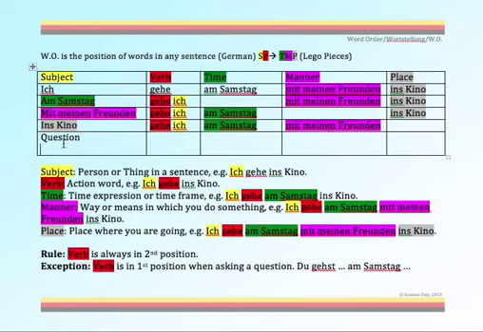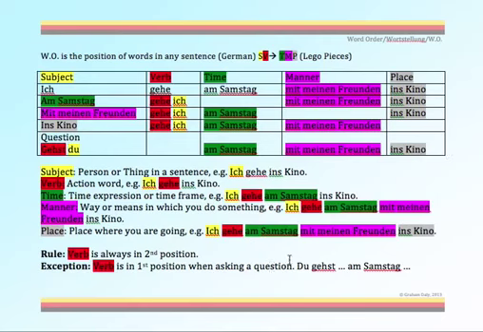Okay, so to have a question, what we simply do is we just turn it around. So, gehst du am Samstag mit meinen Freunden ins Kino. So what happens here is that the verb is always in second position. However, when you're asking a question, the verb and the subject just swap position.